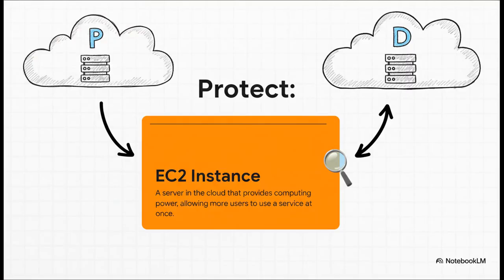First up, we have something called an EC2 instance. The easiest way to think about this, it's just a virtual computer running in the cloud. This is the actual server, the thing that we need to protect. And in our story, we'll have one for production and one for development.